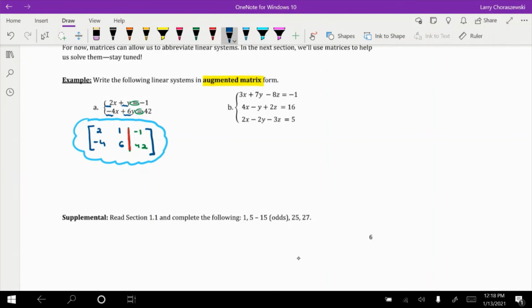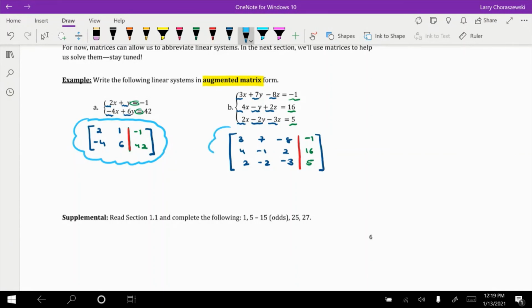All right, so it's probably not too much of a stretch of the imagination that the matrix we're going to write out next is going to have 3 rows, and it's going to be 4 columns with the augmentation of the constant terms. So I'll start with the coefficients. The first equation, 3, 7, and -8. And then 4, -1, and 2. And then 2, -2, and -3. Okay, so those are the coefficients, and I'm going to separate these coefficients from the constant terms, which I'll add in to the right of this vertical bar. So -1, 16, and 5. And that would be the augmented matrix form of this linear system.